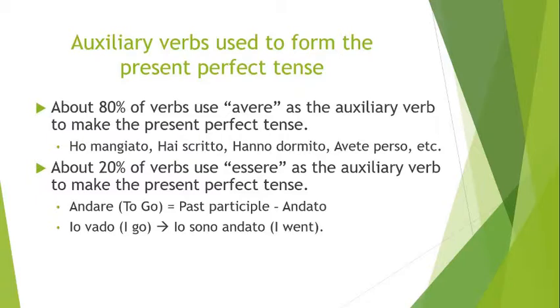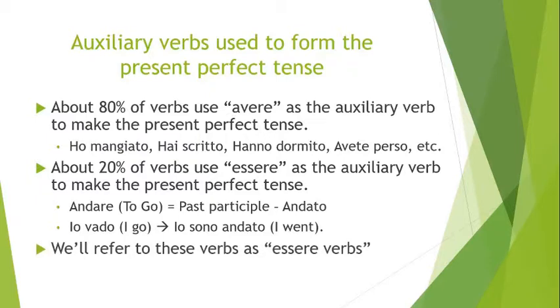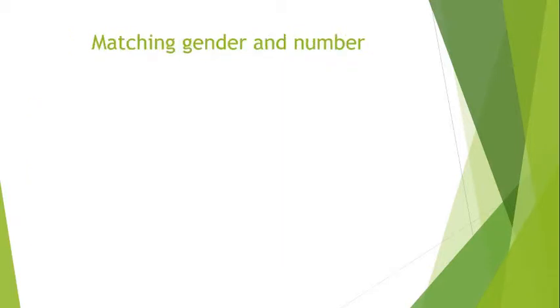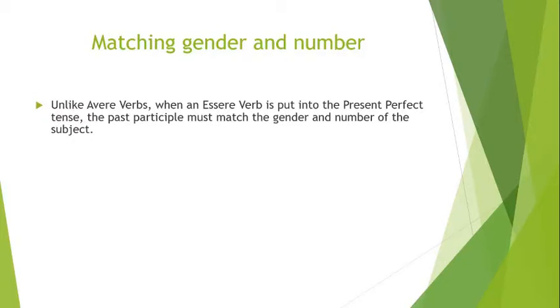So there's something else that's interesting about essere verbs. That is this. They have to match in gender and number with the subject of the sentence, with the person that's doing the verb. This is different from avere verbs. Avere verbs don't change, but essere verbs change based on gender and number. So it depends on who is doing the verb, who is the subject of the verb. Their gender and their number is what changes the past participle. So let's look at some examples of this.